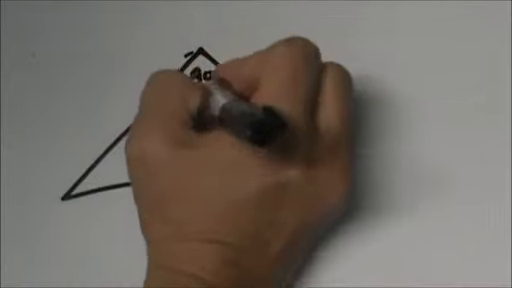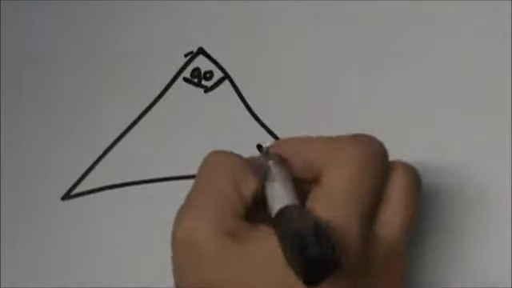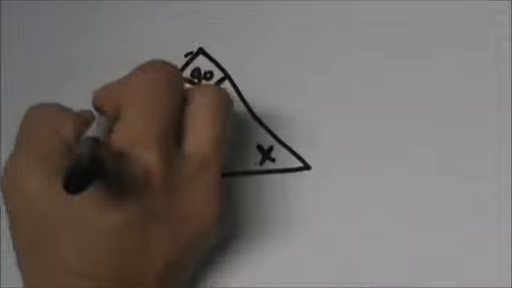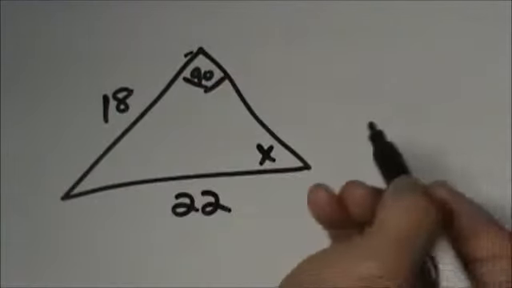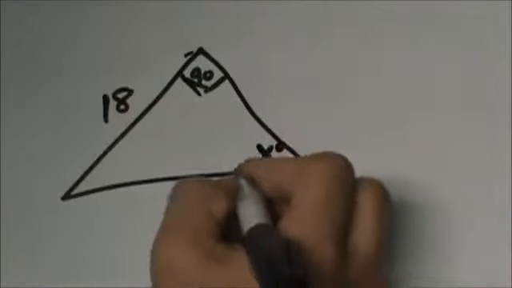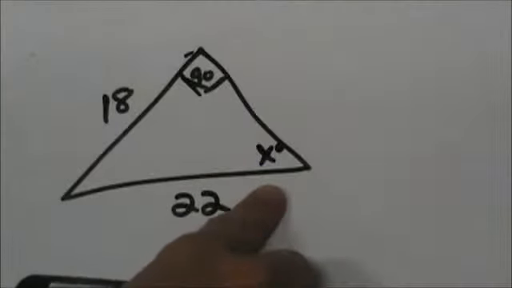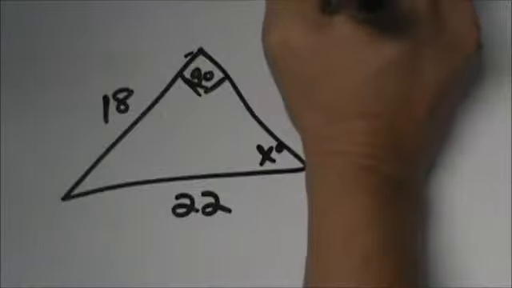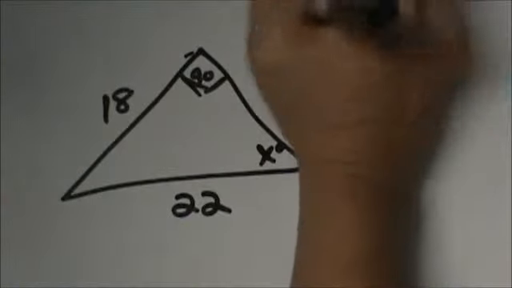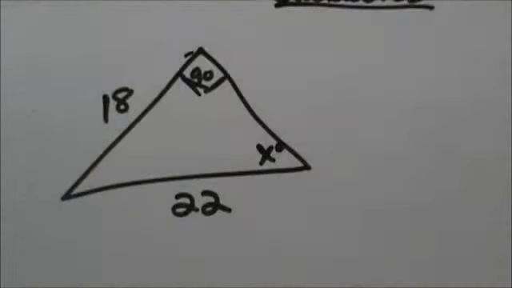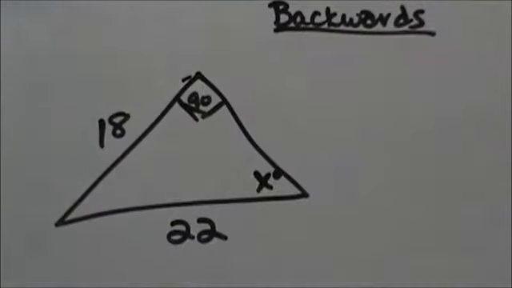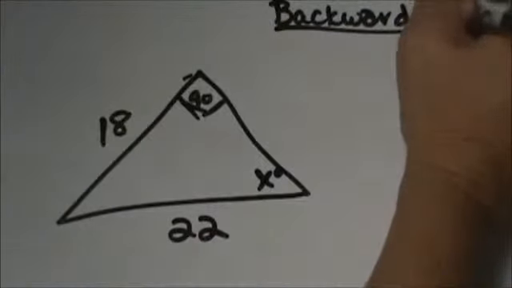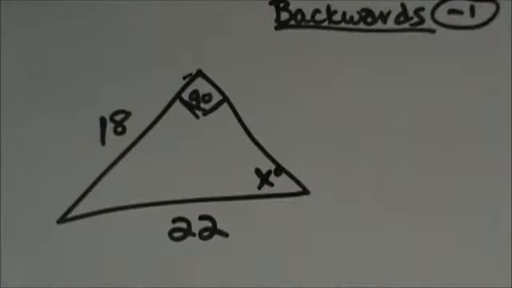Okay, on this one, we're given an angle of 90 up here, an x here, 18 and 22. Okay, we do not know the angle. So this is going to be what, a forward or a backwards problem? Hopefully you said a backwards problem because we don't know the angle. So we're going to have to work this one backwards or use our inverse button, right? That sine to the -1, cosine to the -1, or tangent to the -1.